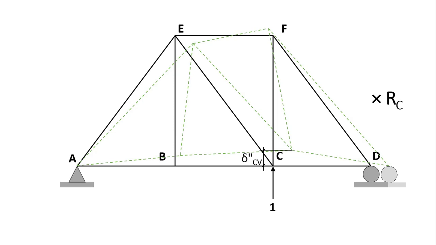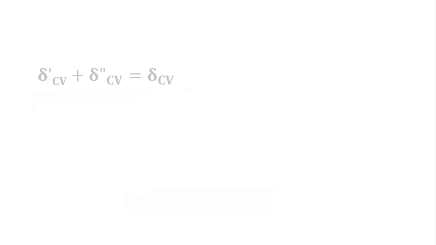So, what is our compatibility condition? So, delta prime CV plus delta double prime CV must be equal to what? Delta CV o yung existing na displacement doon sa original structure natin. But since that is a roller, hindi gagalaw yun vertically dahil nga may restrained na roller, unless there is a support displacement or support settlement, magkakaroon ng magnitude ito.